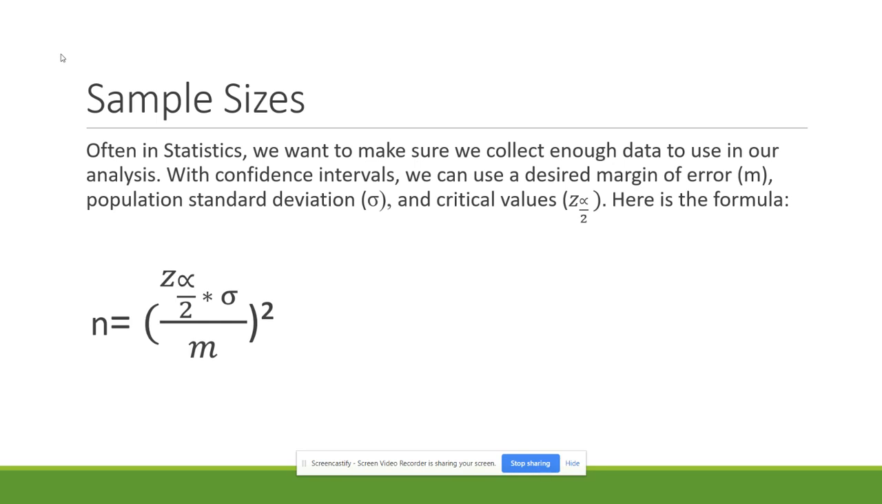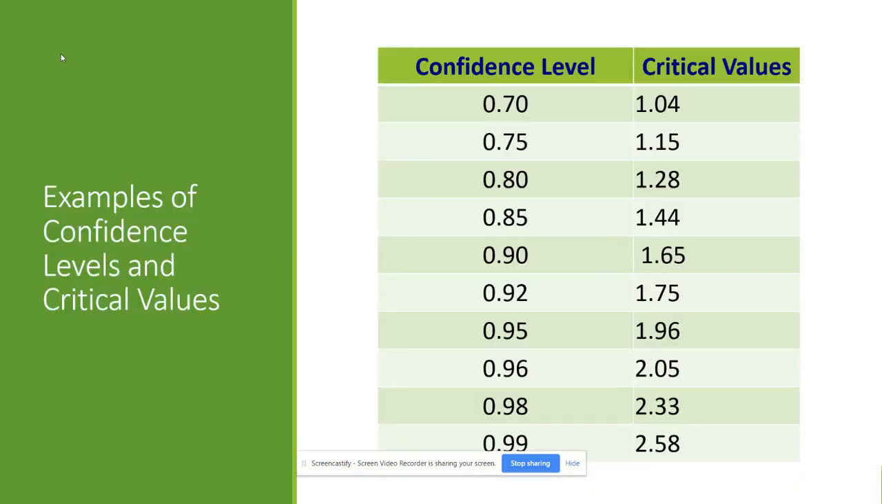So remember, lowercase n represents sample sizes. So sample sizes equal the critical value times the population standard deviation divided by the margin of error, and I'm going to take all that and square it.